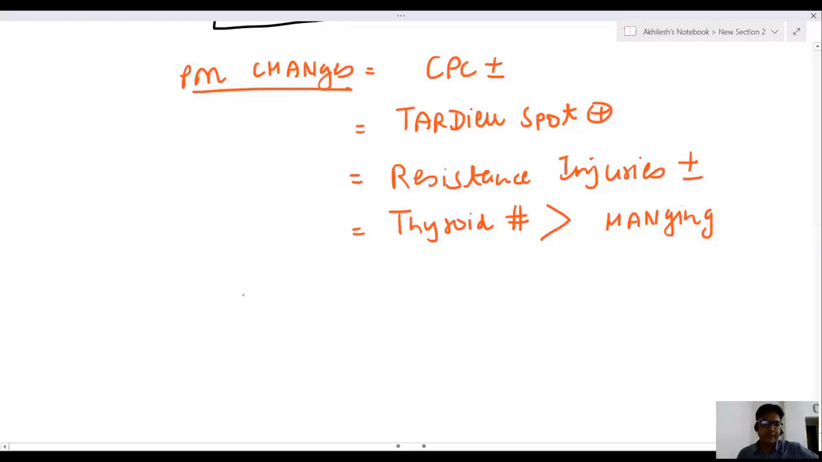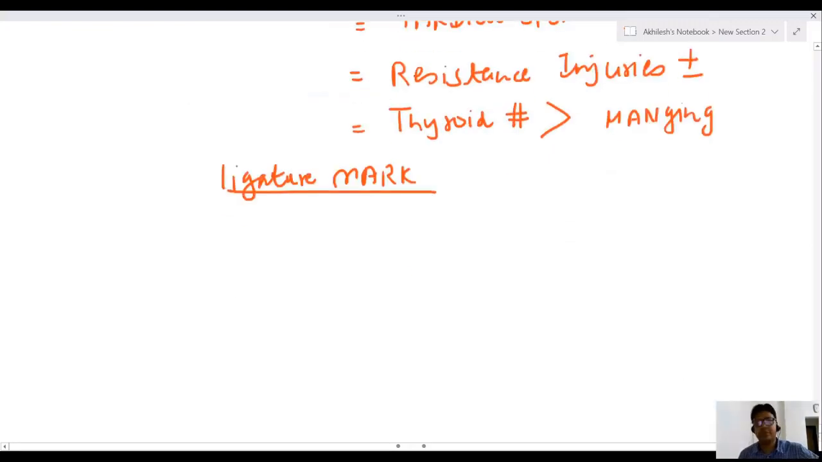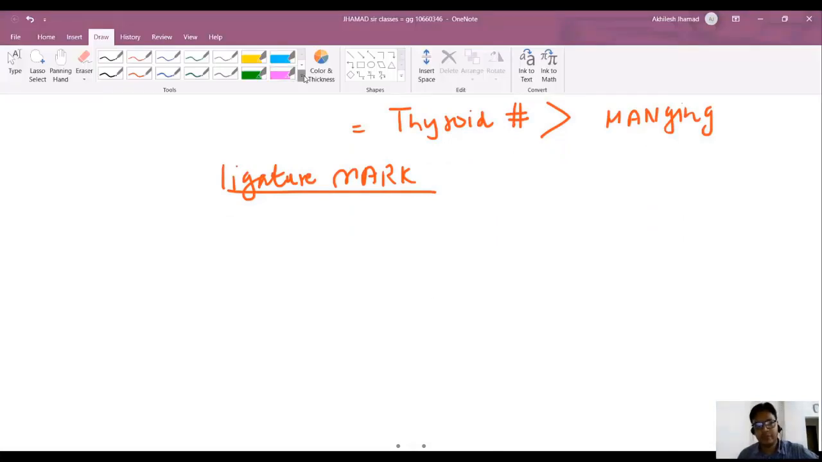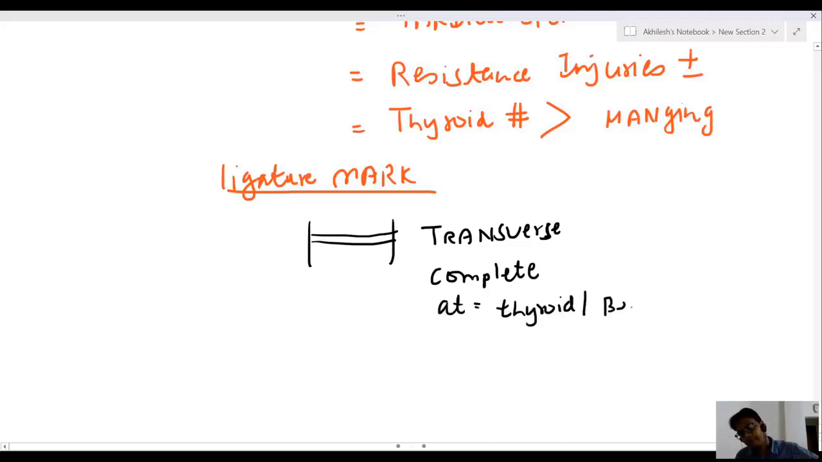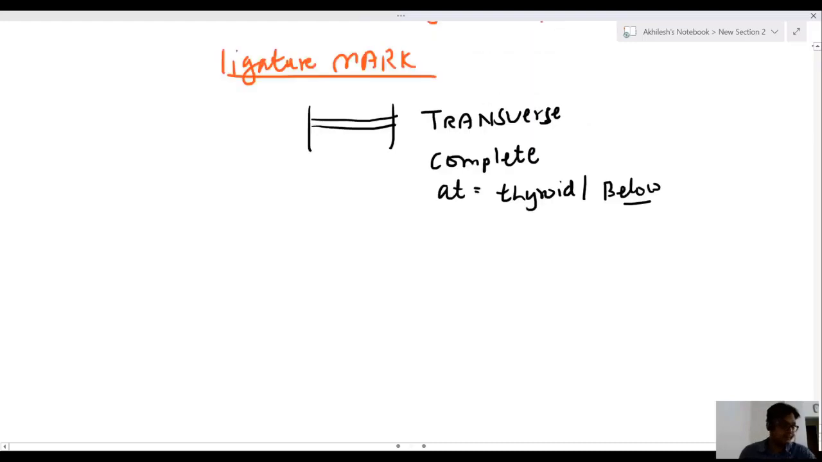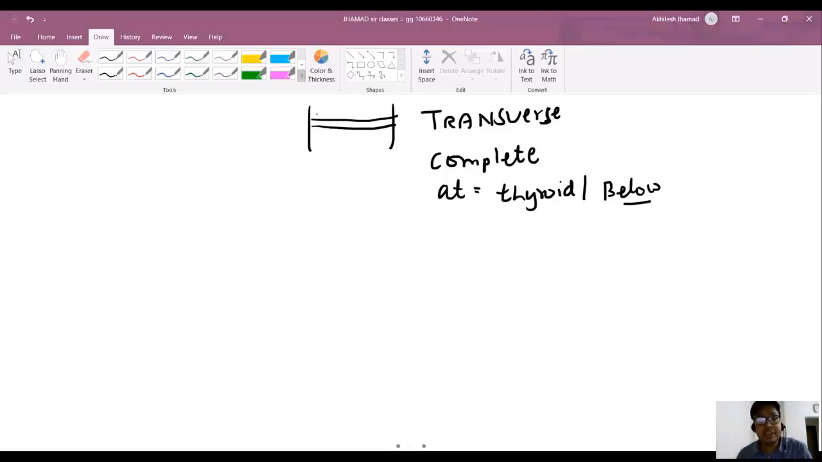Now come to a very specific finding, my dear friend, that is the ligature mark, by which we differentiate. See, this is your neck. Ligature mark is generally transverse, complete, at the level of thyroid or below. In hanging, it was above and occipital. Actually, this is compression of the neck by you, so that will produce injury, sir.